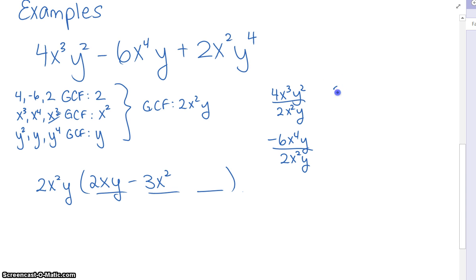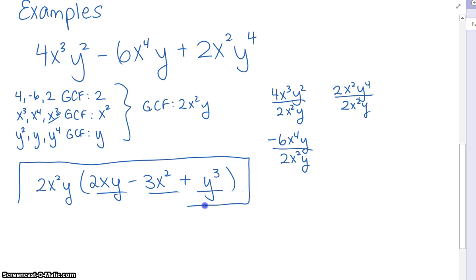If we look at our final term, 2x squared y to the 4th, and we divide it by 2x squared y, 2 divided by 2 becomes 1. So we can say plus. You can put the 1 if you want, but you don't need to. X squared divided by x squared, again, is x to the 0. X to the 0 becomes 1. So now I've got 1 times 1. And y to the 4th divided by y becomes 4 minus 1, y cubed.